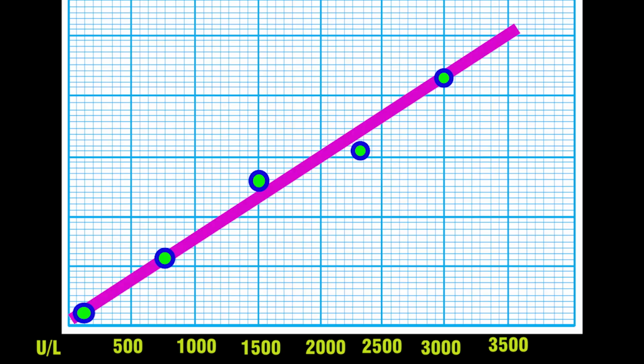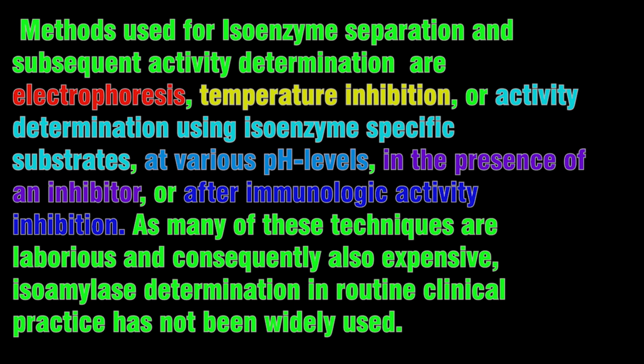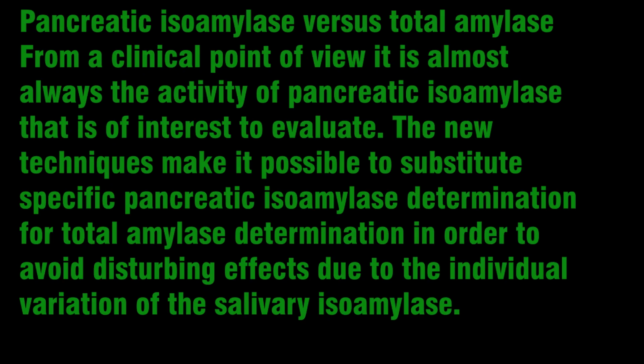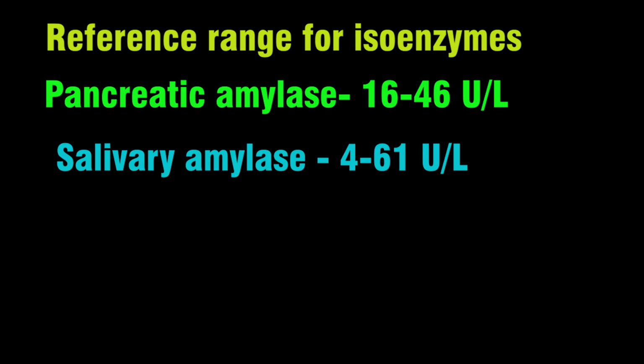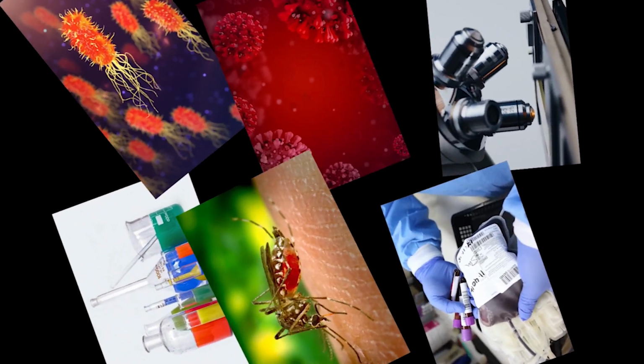Pancreatic isoenzymes. The total serum amylase and the pancreatic amylase levels can be measured individually, and the salivary amylase level is calculated. This can give a better diagnosis of disease from the salivary gland or pancreatic origin. Reference for isoenzymes of amylase: the pancreatic amylase is 16 to 46 units per liter. Salivary is calculated from the total. Normally it's 4 to 61 units per liter.